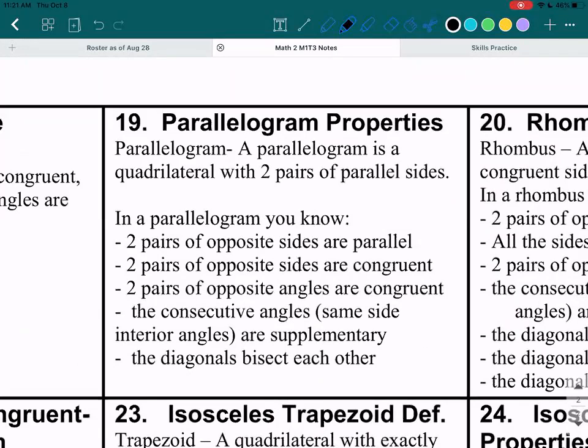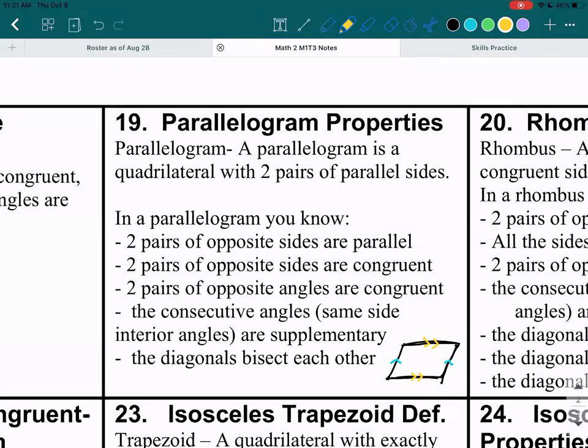So parallelogram. A parallelogram is a quadrilateral with two pairs of parallel sides. So I'm just going to draw my somewhat decent parallelogram. It's good enough. Here's a parallelogram. In this parallelogram, you know that two pairs of opposite sides are parallel. So this one is parallel to this one, and this one is parallel to this one. So the opposite sides are parallel.